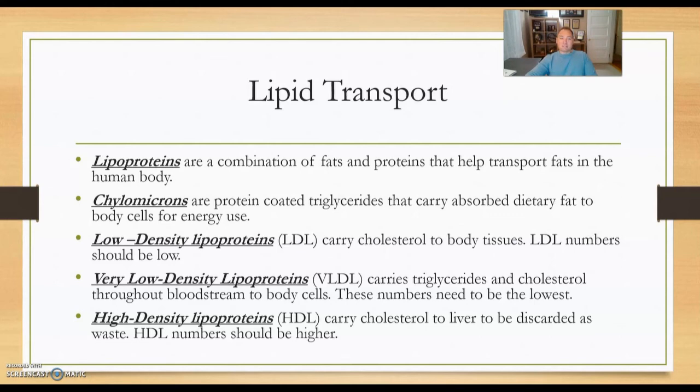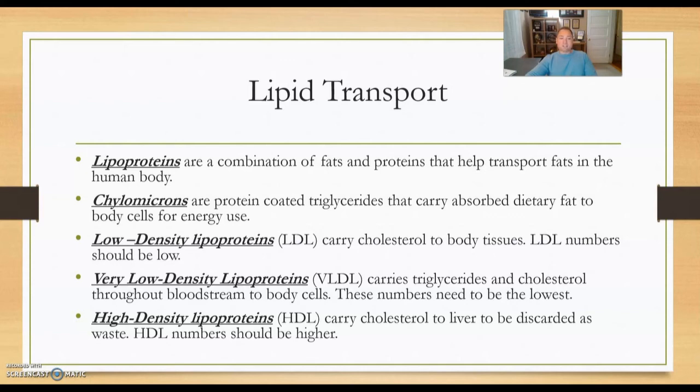Now, very low density lipoproteins, VLDLs, carry triglycerides and cholesterol throughout the bloodstream to body cells. These numbers need to be the lowest. They'll continue to carry throughout your blood to cells, and if the cell doesn't need it, it will continue transporting it. And if it doesn't get removed, your triglyceride levels, or your blood fat, will be higher.